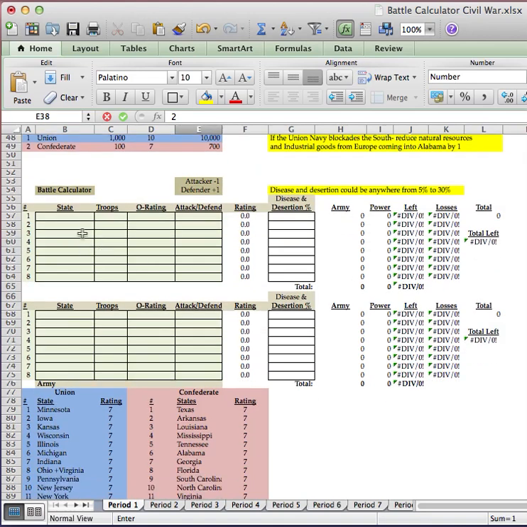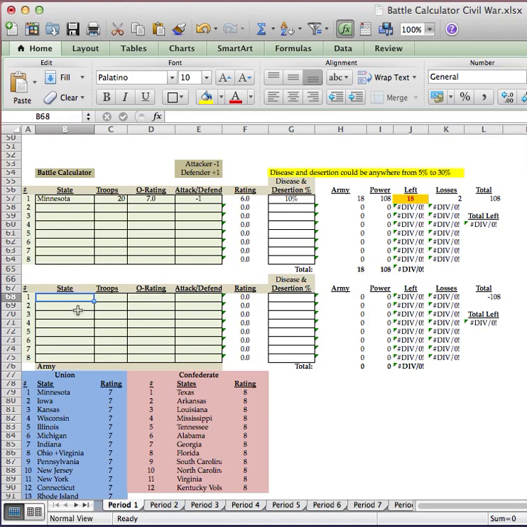So now to the battle calculator here. We're just going to put in an example. We'll just put in Minnesota. And we'll say that they're going to be taking in their 20 troops, rating of a 7. They are going to be attacking, and so that'll reduce their rating by 1. Disease and desertion percentage, we'll say that's about 0.10 or 10%.